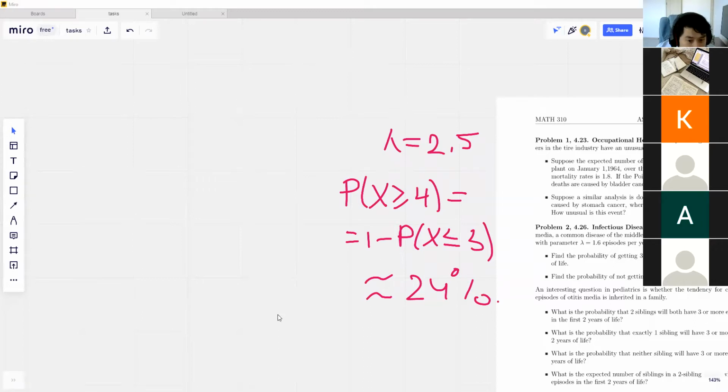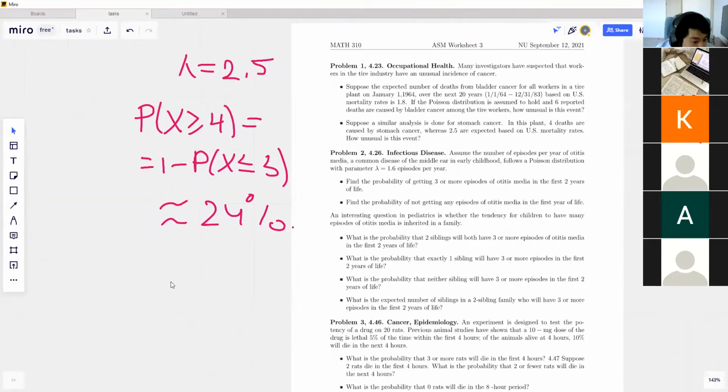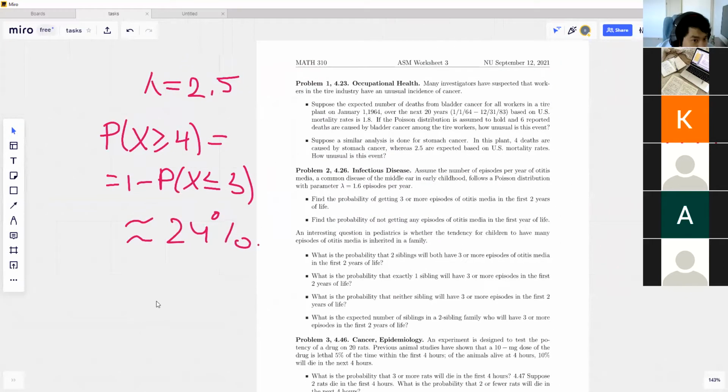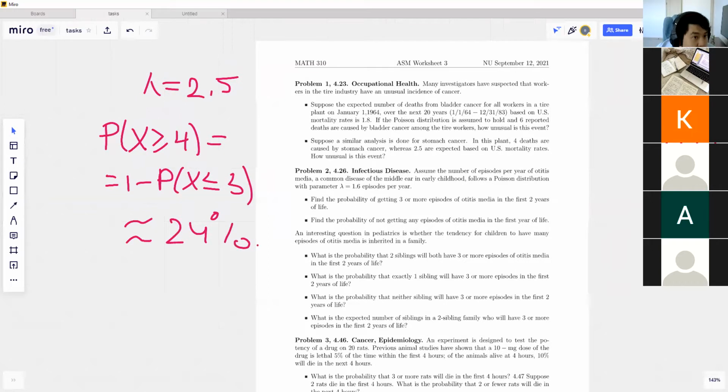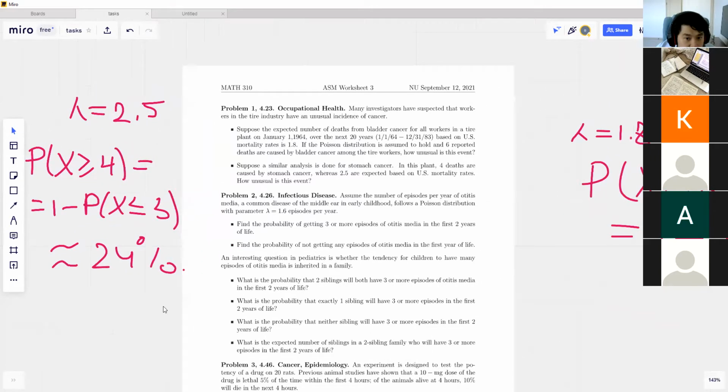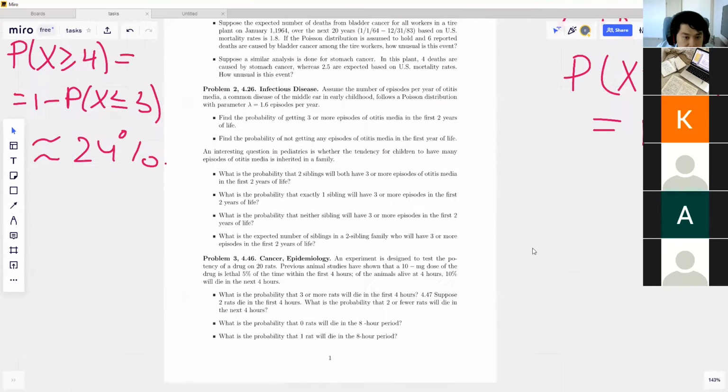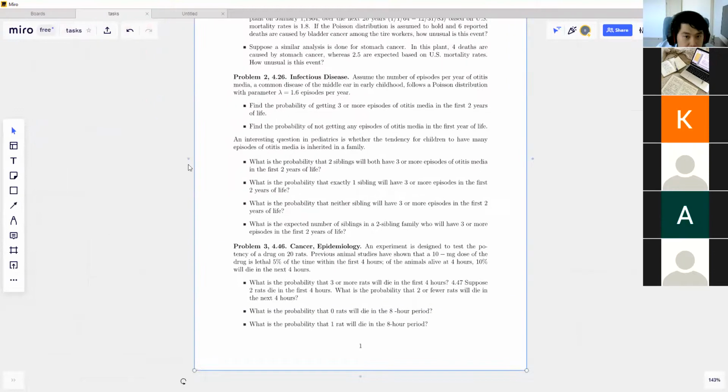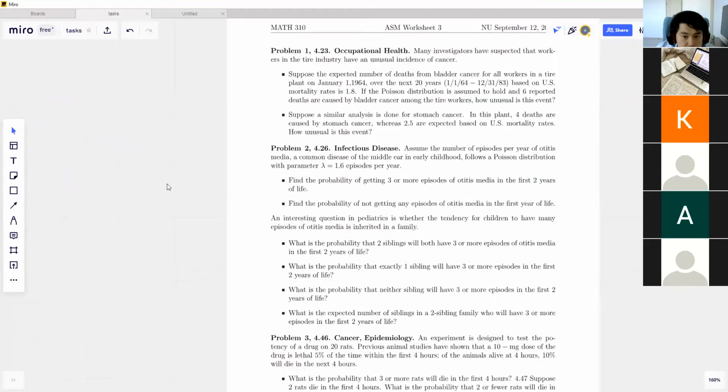All right, so should we use RStudio? Yes, you can use R or you can use Google Spreadsheets. Both will be fine. I would recommend that you learn at least commands for spreadsheets, since using a calculator to calculate this will consume a lot of time for you guys. Okay, now next problem.